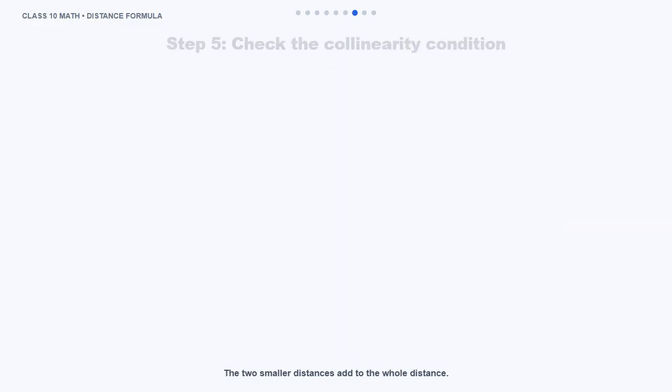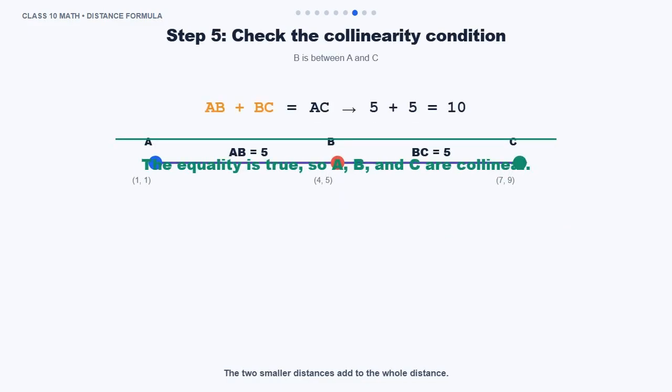For 3 points with B between A and C, they are collinear when AB plus BC equals AC. Here, AB is 5 and BC is 5, giving 10. This equals AC, which is also 10. Therefore all 3 points are collinear.